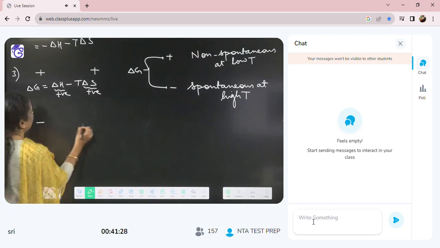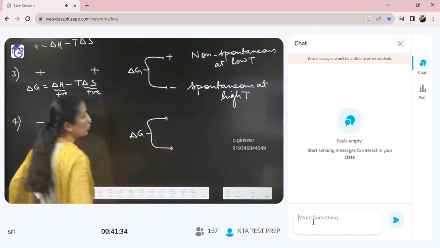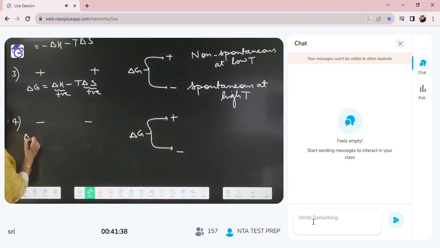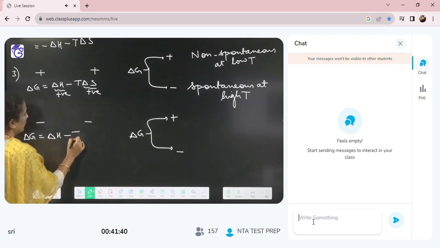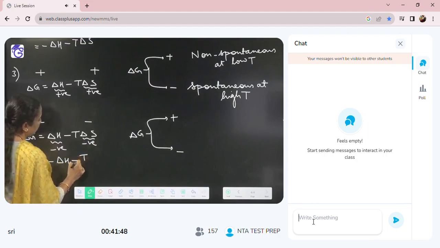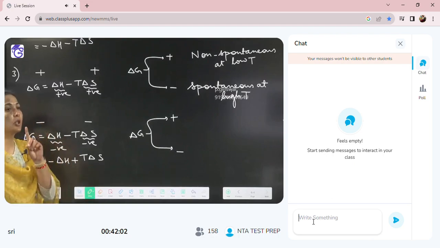Now let us say I am taking both of them negative. In that case also delta G could have two conditions here, positive and negative. Here delta G is equal to delta H minus T delta S. Delta H is negative, delta S is negative. Ultimately I'll be getting minus delta H plus T delta S. Now if I take higher temperature, T delta S will be more in comparison to minus delta H. Delta G will become positive. If delta G is becoming positive, that means it is non-spontaneous.